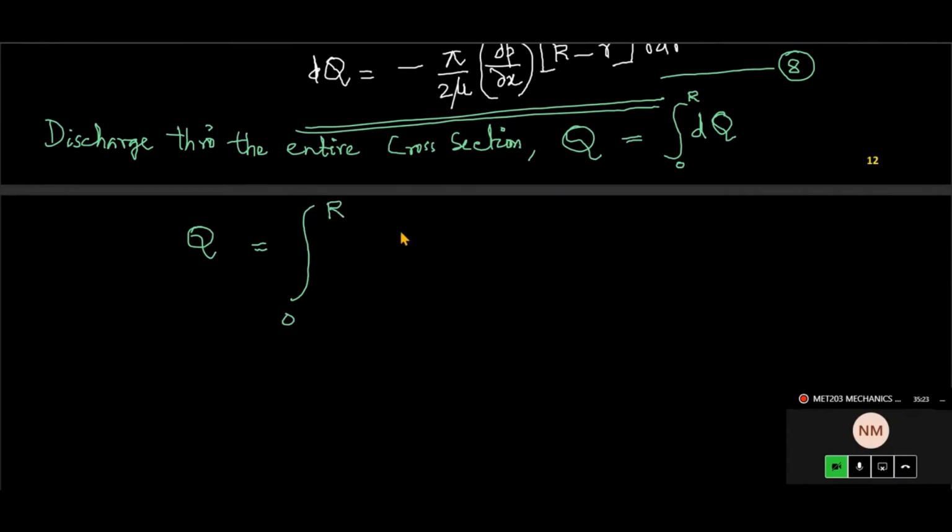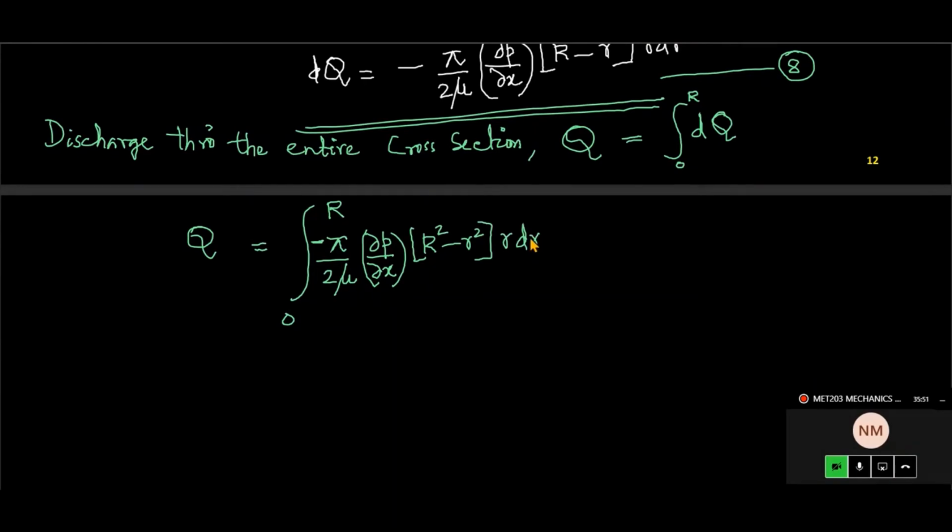It's only elementary integration. So pi by 2 mu, and there is a minus sign, which I just want to put in front. That essentially means dou p by dou x is negative, so the discharge you will not get negative. Then into capital R square minus small r square, into r dr. So this is it.